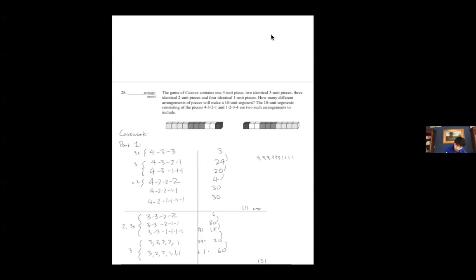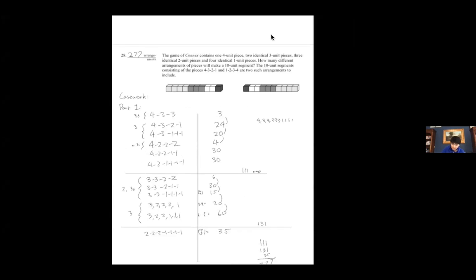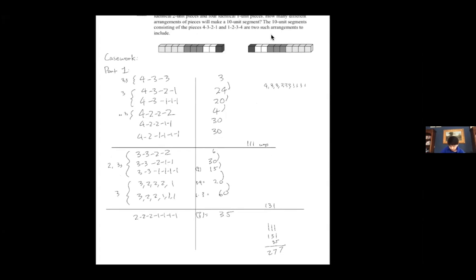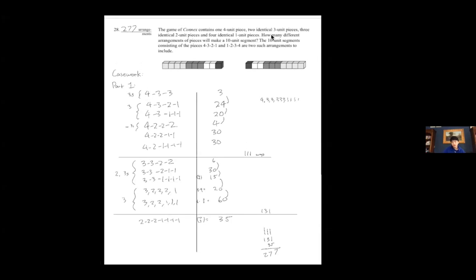And so you have a total of 277 arrangements. This is a horrible problem. Although I suppose it was useful back in the day for stopping perfect scores.